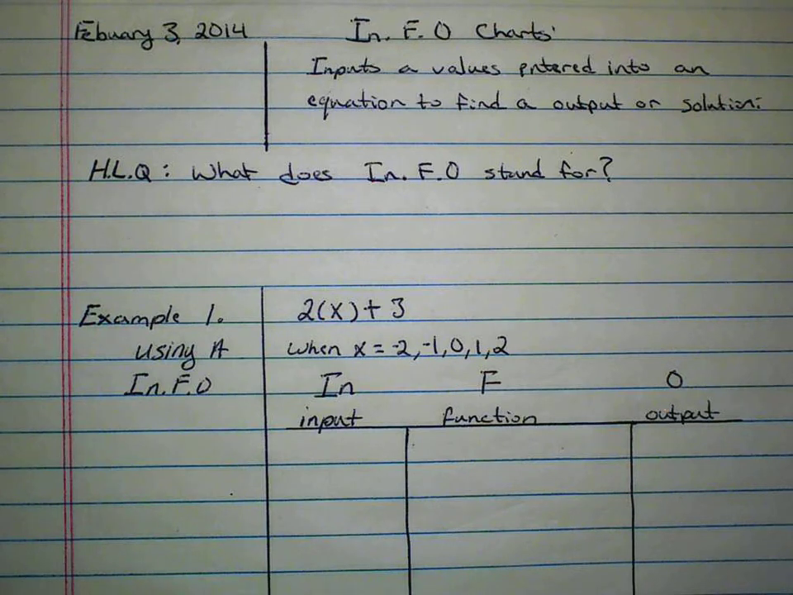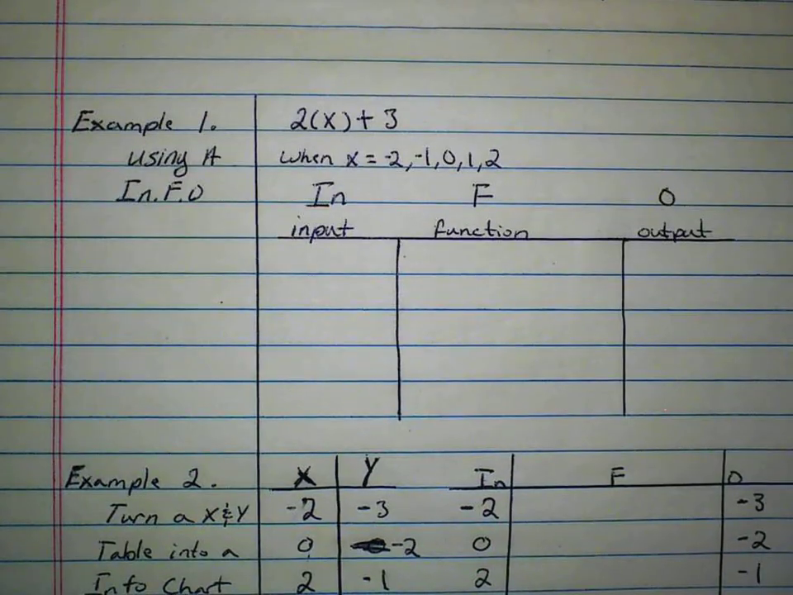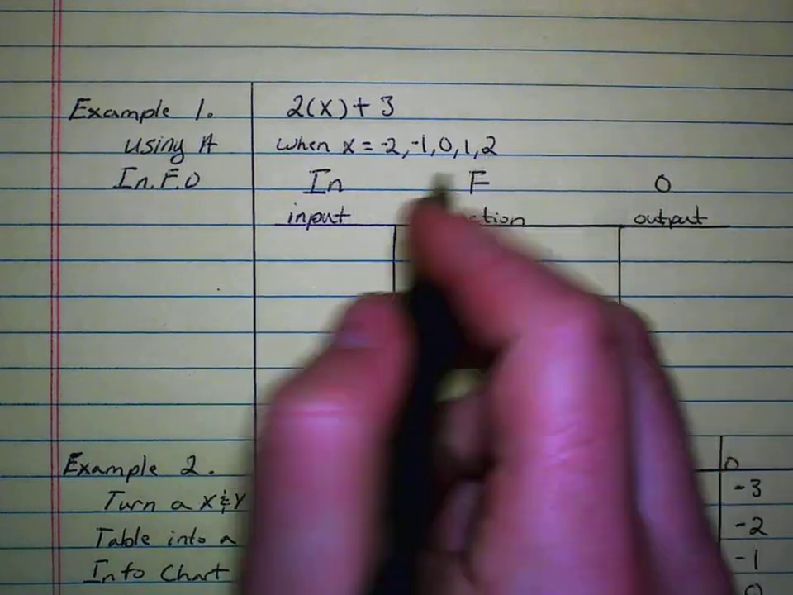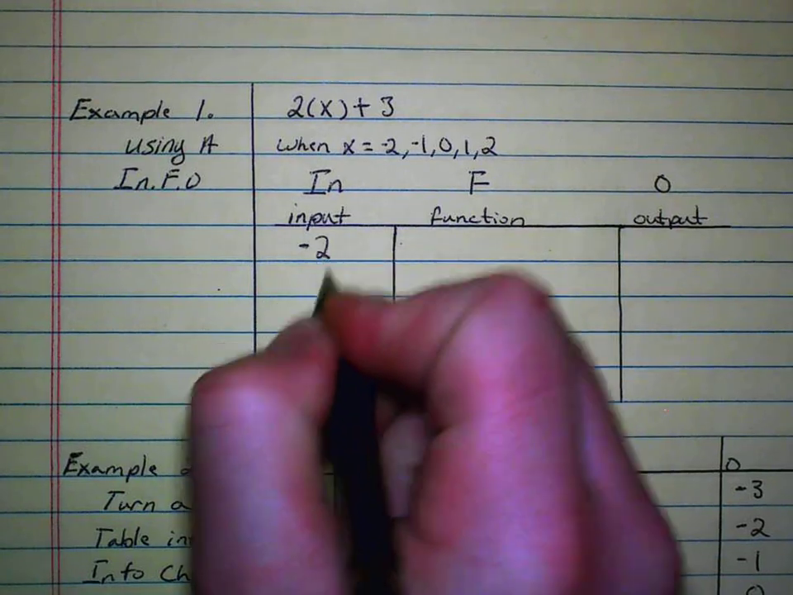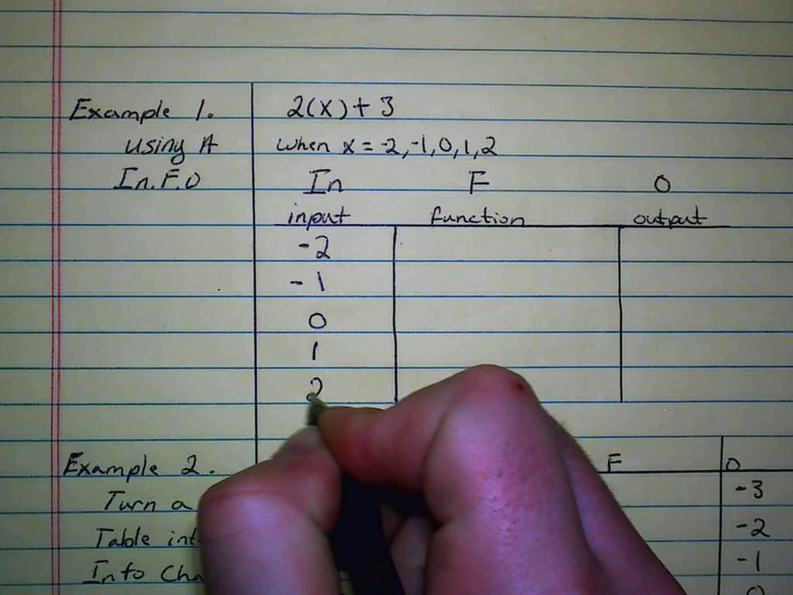Okay, so example number 1 will be using an info. We're going to start with a problem where we say 2 times x plus 3 when x is -2, -1, 0, 1, and 2. And I gave you questions like this all week last week, and I told you to solve for it. You should get 5 answers. Okay? What happens is these x's become my inputs. -2, -1, 0, 1, 2.